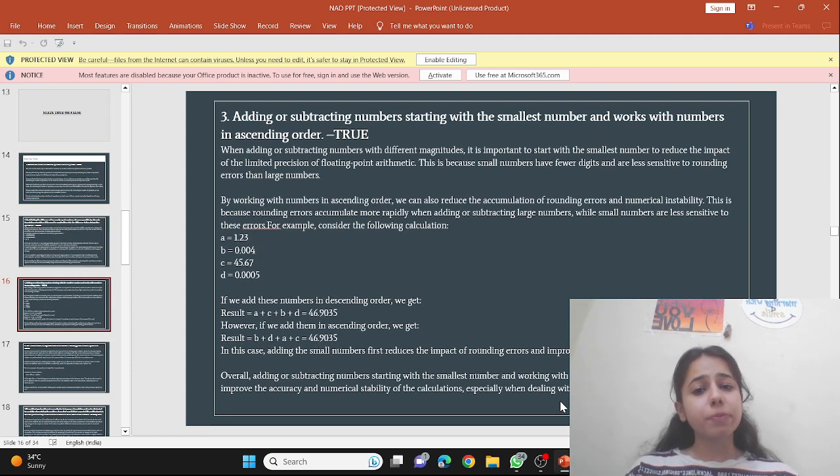So, when adding or subtracting numbers, start with the smallest number and work with numbers in ascending order. This is also true when adding or subtracting numbers with different magnitudes. It is important to start with the smallest number to reduce the impact of the limited precision of floating point arithmetic. This is because small numbers have fewer digits and are less sensitive to round-off errors than large numbers. I have also explained this with an example.